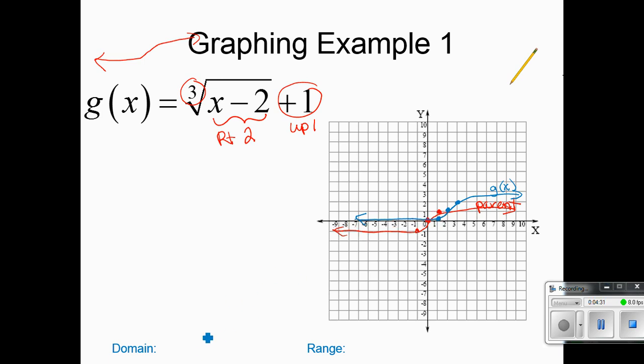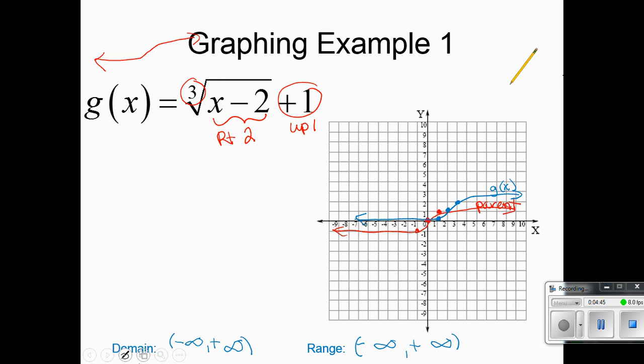Now let's talk about domain and range. Well, the arrows are still on either end, right? So my domain is still going to go from negative infinity to positive infinity, and then my range, negative infinity to positive infinity, or all real numbers.